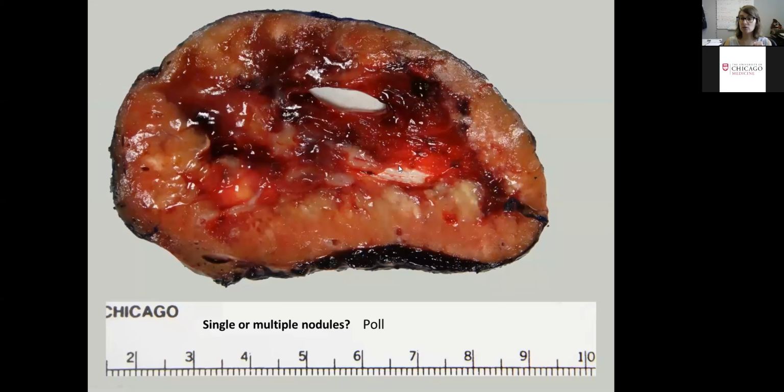So here is the gross photograph of that first case, okay? The gross photograph of that first case was described, remember, as multiple nodules. So I'm going to launch the second poll, and I'm going to say, do you see what I see? Is this a single nodule or multiple nodules?